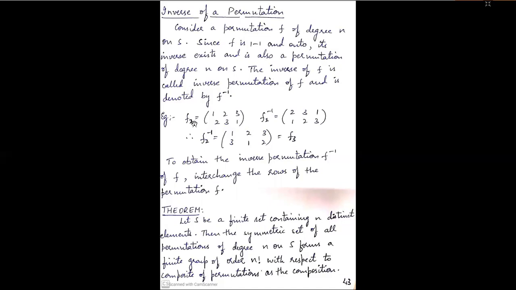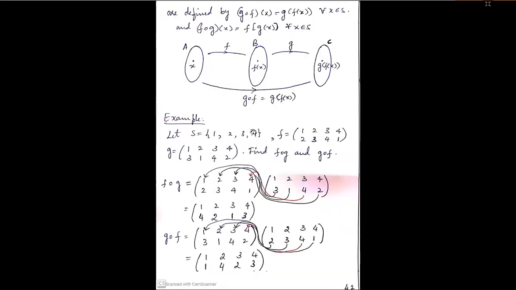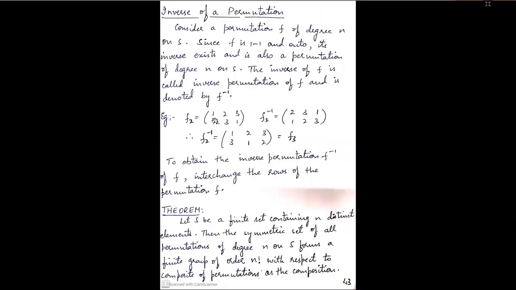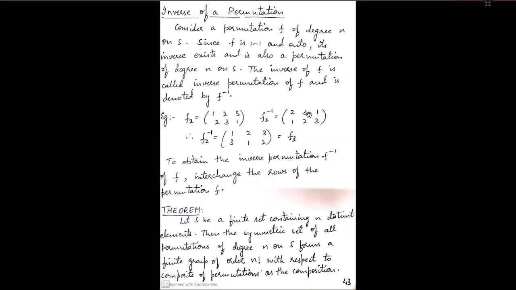See, for example, you had taken F2. I had explained this F2. F2 is 1, 2, 3 in the first row and 2, 3, 1 in the second row. So for F2 inverse, I just interchange the rows here. I'll write the first row as 2, 3, 1 and the second row as 1, 2, 3. Now I'll rewrite this so that 1 comes first. So I'll write it as 1 to 3 first, then 2 to 1, then 3 to 2. This is nothing but the element F3. So we get F2 inverse is equal to F3.